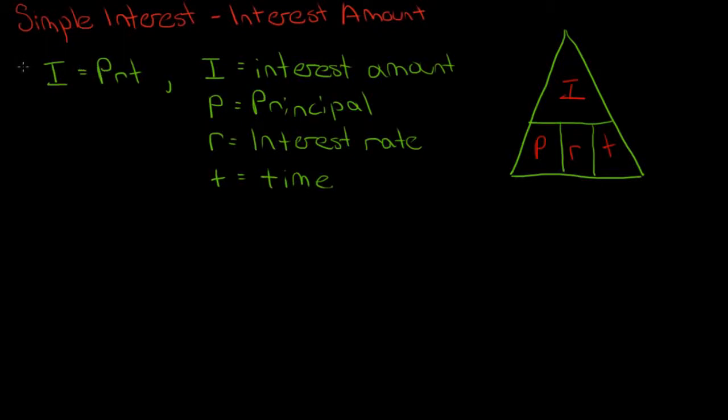Continuing on with simple interest, we have what I like to call the simple interest triangle. If you recall, we have the simple interest formula, which is I equals PRT. This gives us the interest amount, which is equal to principal times interest rate times time. Now, if you split it up into a triangle format, you can make something that looks like this.